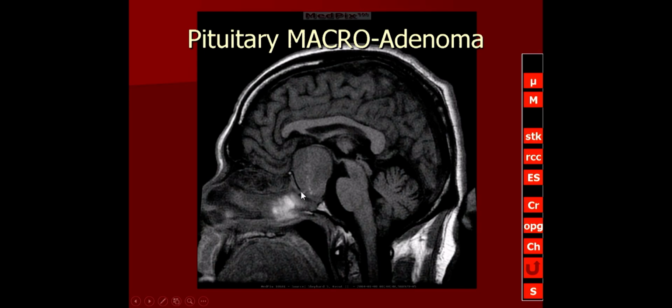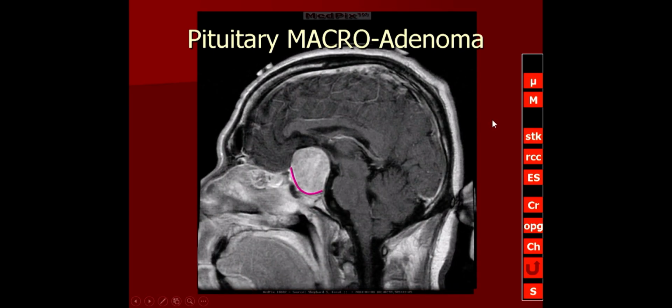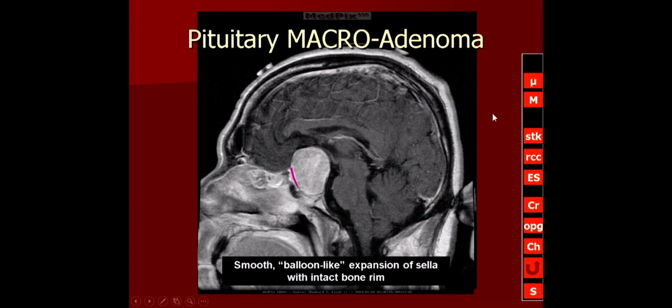We see a little bit of the lamina dura, the floor of the sella here, but we're missing that dark line of the bone down here, but it's clearly grown up, and the chiasm and hypothalamus are draped across the top of the mass. Classic presentation for pituitary macroadenoma.